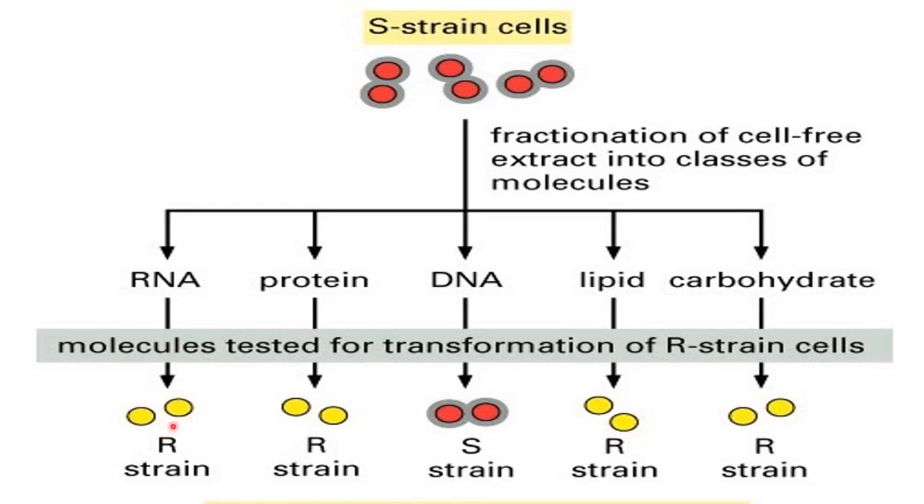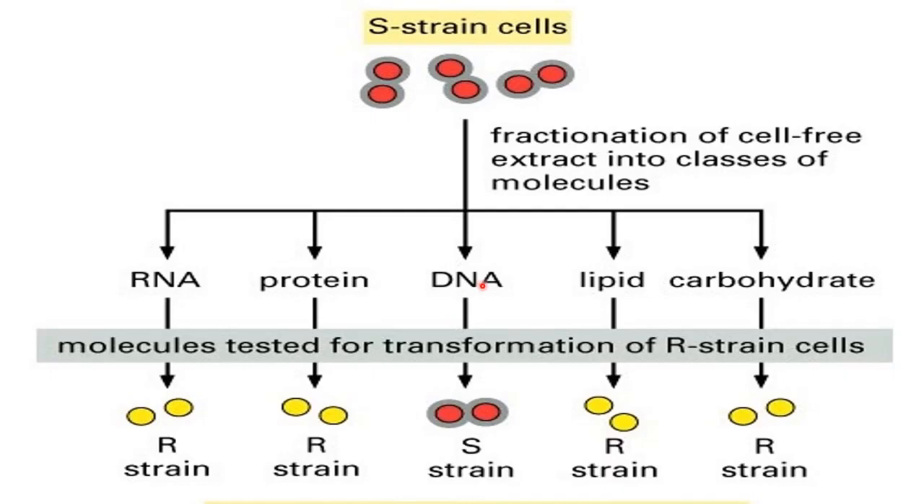Meaning, has R strain been changed into S strain or not? So they observed that there was no transformation. R strain was present as it is. It had not been converted into S strain. So there was no transformation in the first experiment. Secondly, they did the same procedure with protein. Protein of the S strain was mixed with the R strain, and again they observed that there was no transformation. R strain was present as it is.